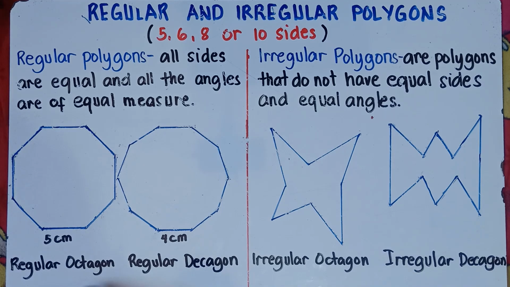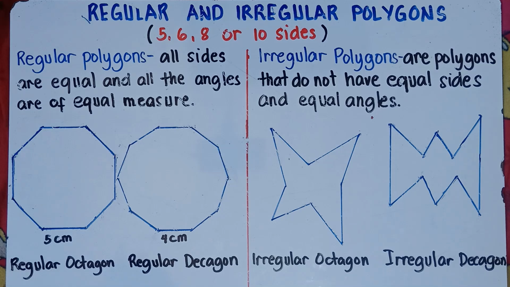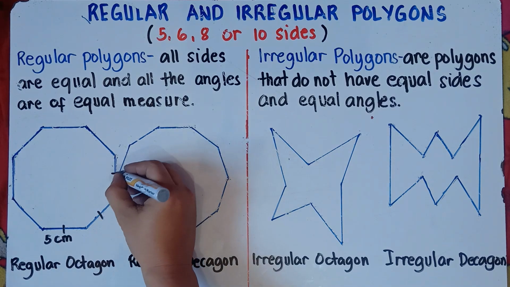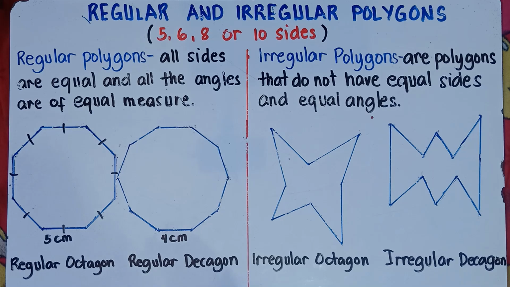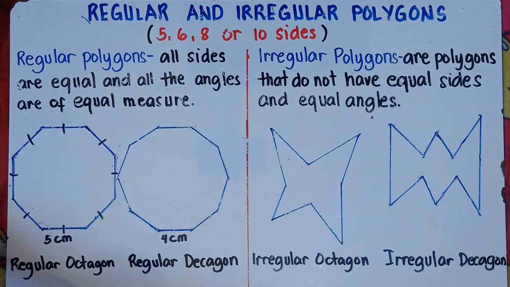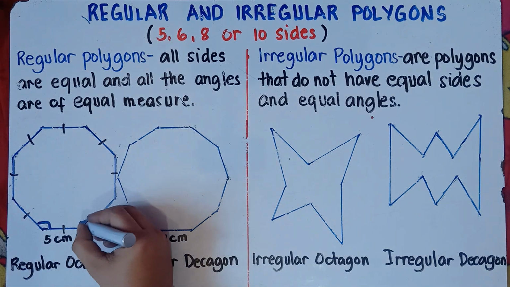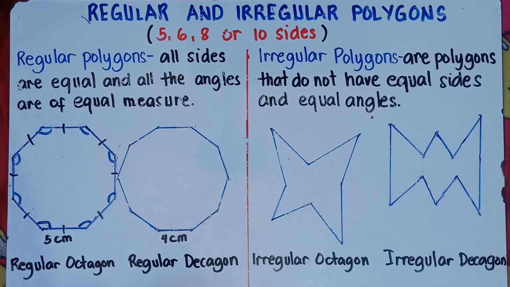So I have here a regular octagon. Once again, a regular octagon has 8 equal sides and 8 equal interior angles. If this is 5 cm for the sides, therefore this is also 5 cm, 5 cm, 5 cm. So this side is congruent to this side and all the other sides. So 8 congruent sides, 8 equal sides. And for the angles, the interior angles must also be congruent. So this angle will be congruent to this angle, to this angle. So 8 interior angles are congruent.